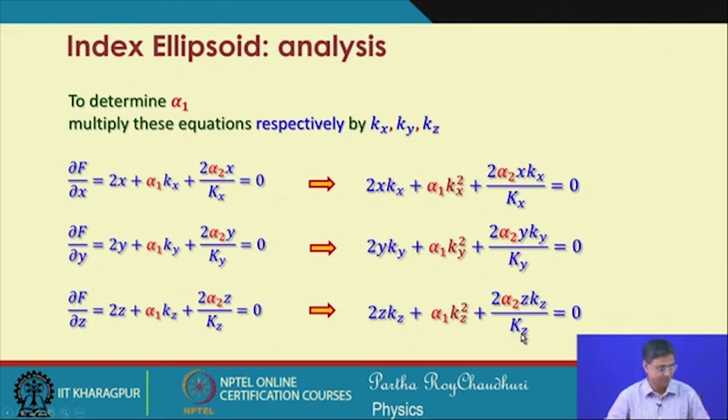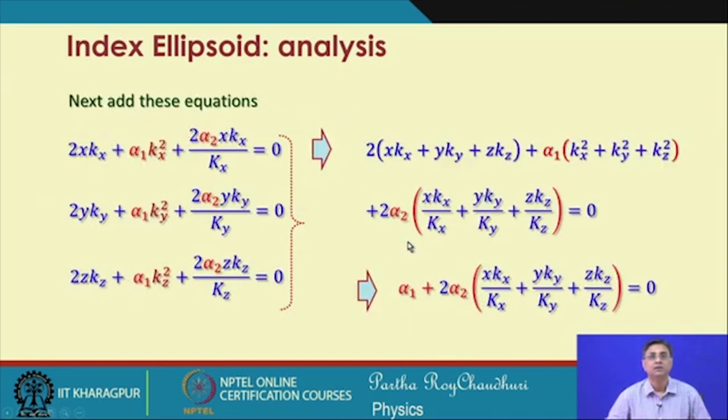So, we find this set of three equations when we multiply by k x, k y and k z. Now, we will add these three equations, which will give me 2 into x k x plus y k y plus z k z, and for the second terms, when added up you get alpha 1 times k x square plus k y square plus k z square, and for the third term you get 2 alpha 2 x k x by capital K x, y k y by capital K y and so on, which is equal to 0.